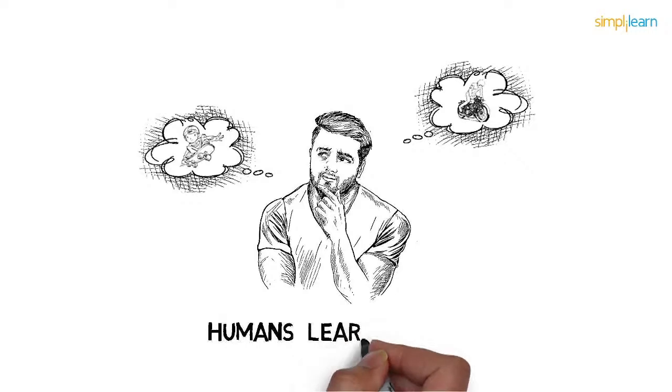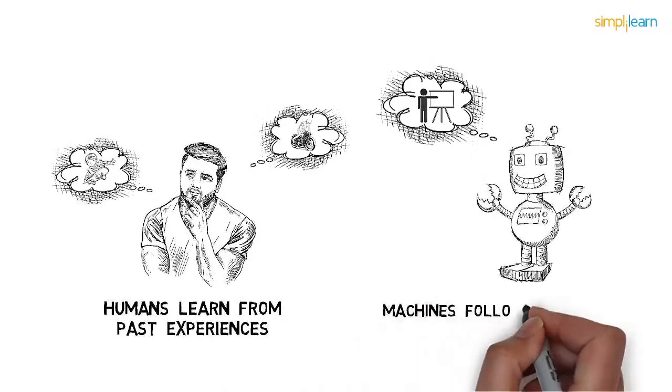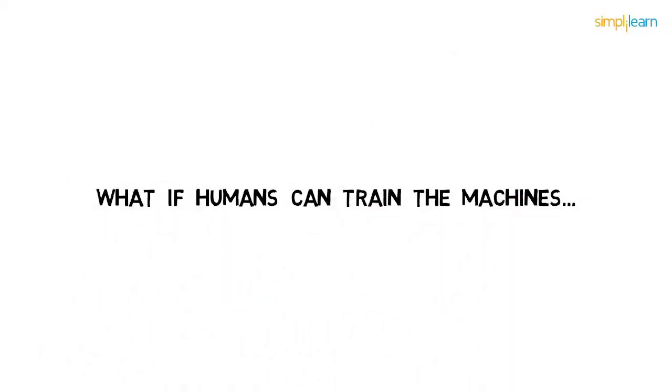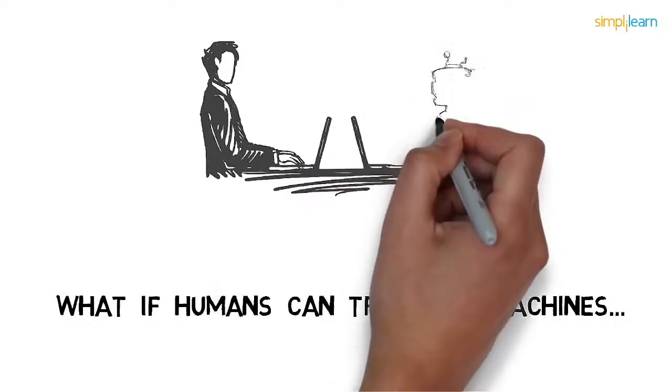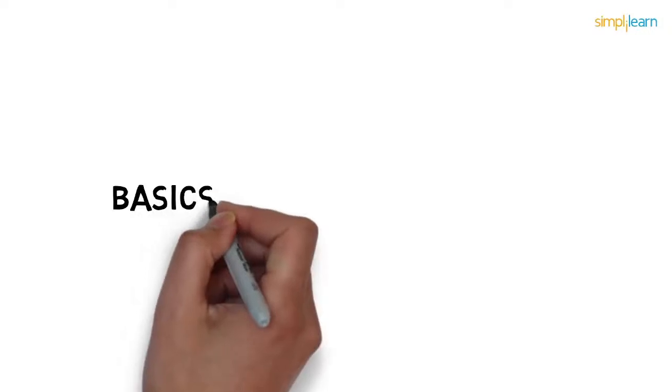We know humans learn from their past experiences, and machines follow instructions given by humans. But what if humans can train the machines to learn from their past data and do what humans can do, and much faster? Well, that's called machine learning. But it's a lot more than just learning. It's also about understanding and reasoning. So today, we will learn about the basics of machine learning.